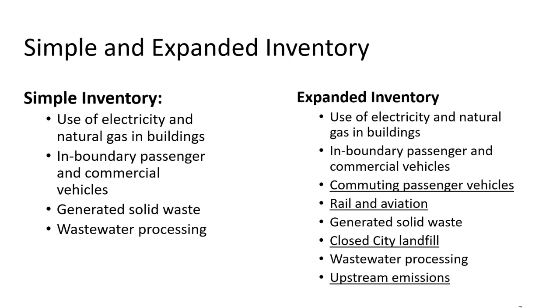We call this the expanded inventory. In addition to the emission sources analyzed in the simple inventory, it also looks at emissions associated with commuting patterns, local rail operations, and more municipal facilities like the airport and closed landfill, as well as upstream emissions associated with electricity and fossil fuels. While most of the changes are small compared to total emissions, commuting adds around 13% more emissions. These emissions also occurred in previous years as well. We just don't have specific data to accurately estimate their magnitude.